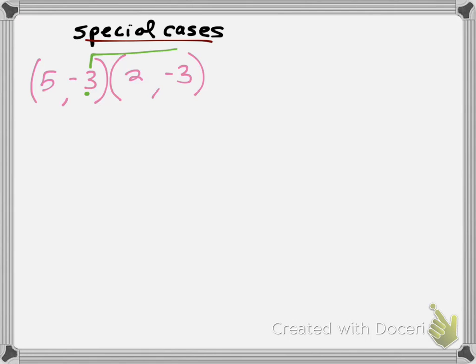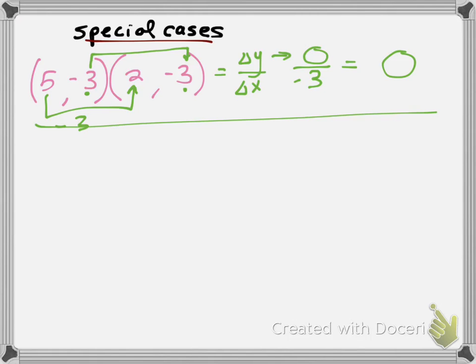I'm going to take the y values. I'm going to say, hey, I went from negative 3, and I'm staying at negative 3. So actually my delta y, my change in y, is 0. And then from 5 to 2, I've gone down 3, and that's my change in x. Another name for that is the run. And 0 divided by negative 3 is 0. So if you get 0, that's one of my 2 special cases. That is a horizontal line.